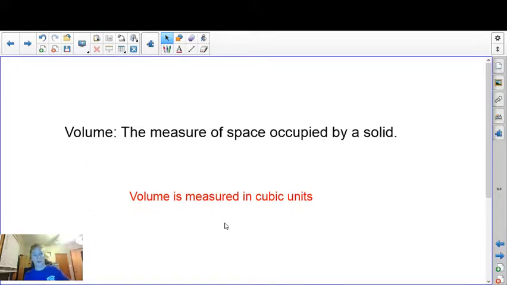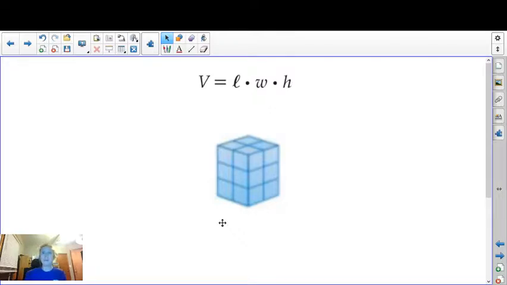So area was in square units, excuse me, let me backtrack. Perimeter is going around, it's one dimension, so it's just a unit. Area is 2 dimensions, so it's a square unit. Volume is 3 dimensions, so it is cubic. Volume takes your length times your width times your height.